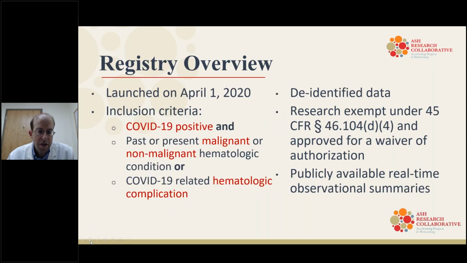To do this, we launched a registry on April 1st of this last year. This was a largely provider-entered patient-level data registry with case report form-based data. Patients that were included needed to be COVID-19 positive and have a past or present malignant or non-malignant hematologic condition or a COVID-19 related hematologic complication. This was central IRB reviewed with an exemption, and we, through this, aim to provide publicly available real-time observational summaries, which are provided on our website at www.ashrc.org.